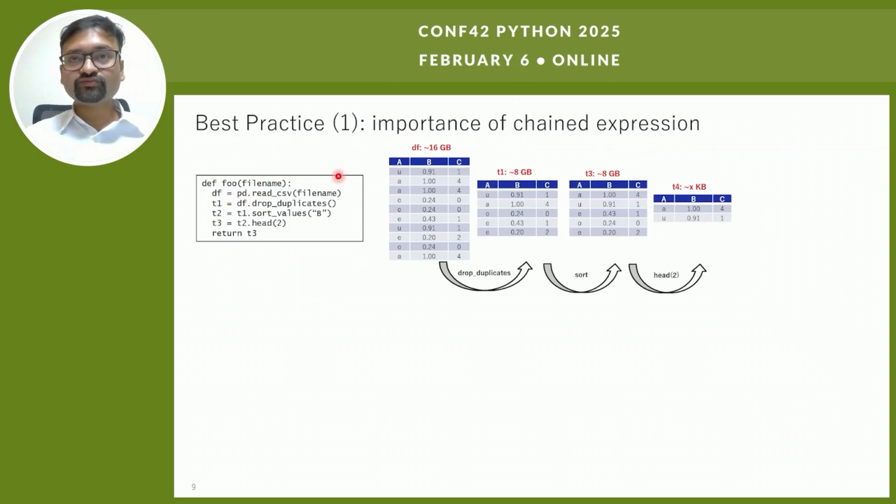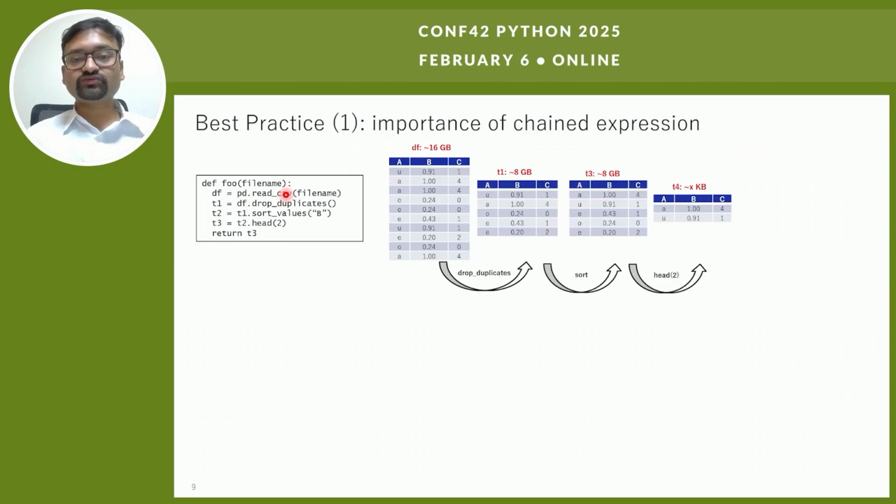But as long as foo is alive, all these references like df2 and t3 are alive, because Python cannot make them ready for garbage collection while the references are alive. So that is the challenge with not writing the chained expression.